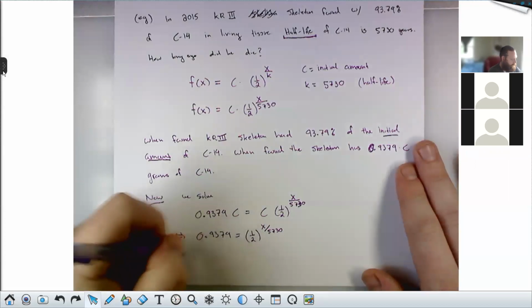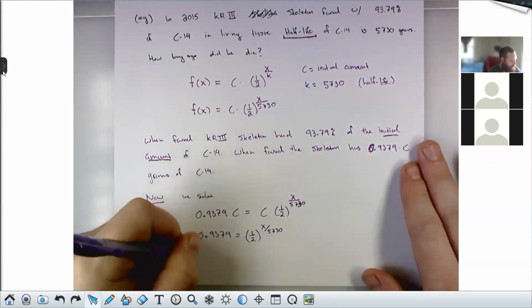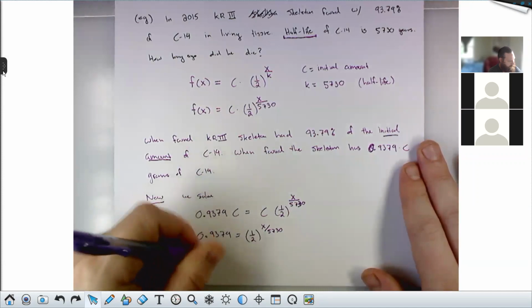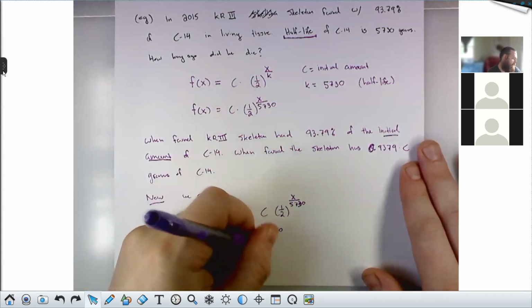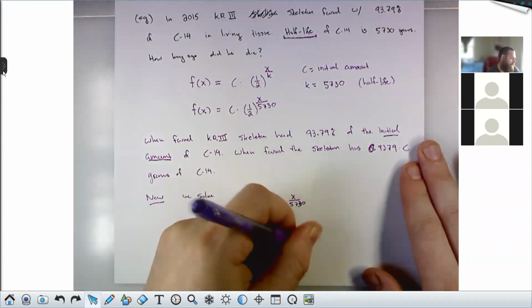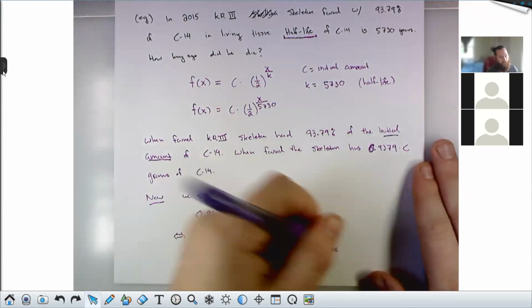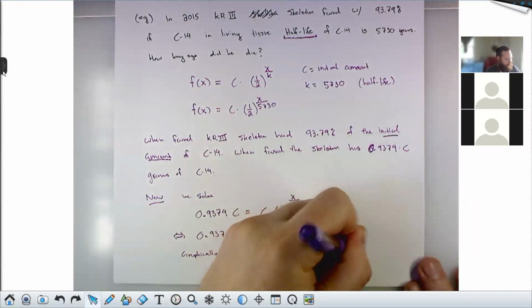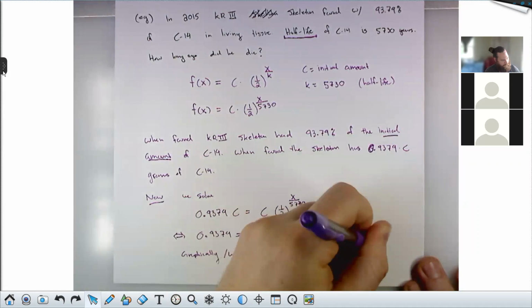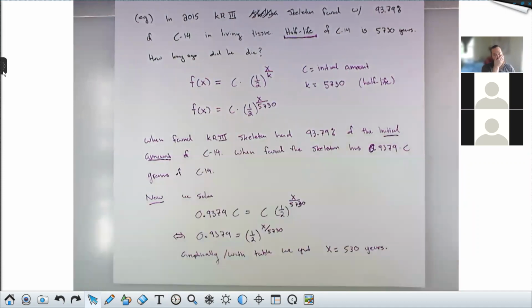So graphically, or with the table, we get x equals exactly 530. Am I done?